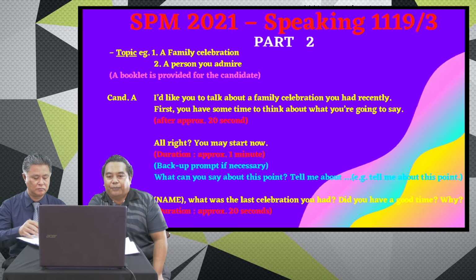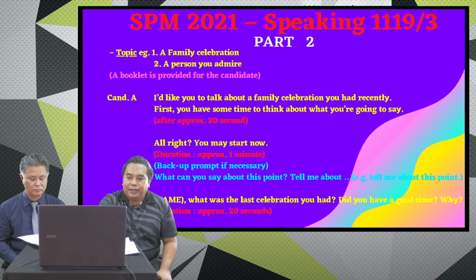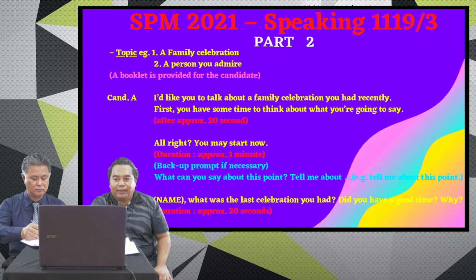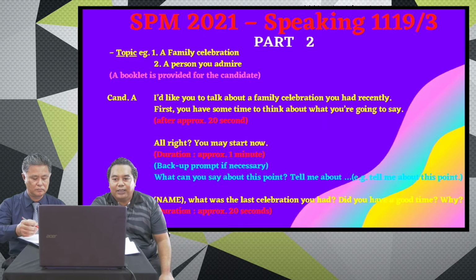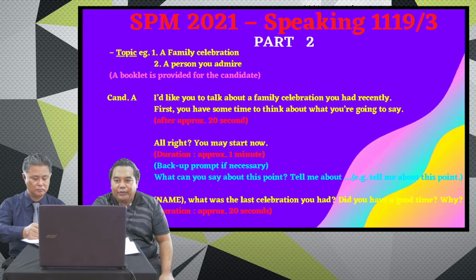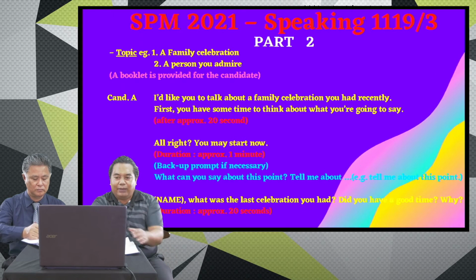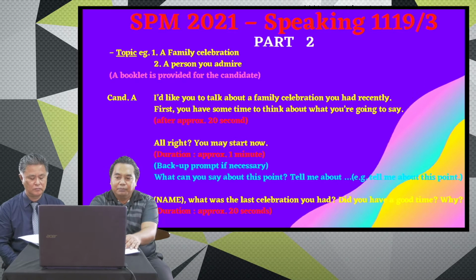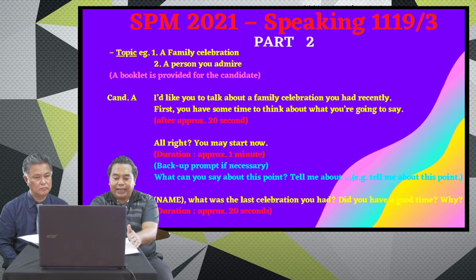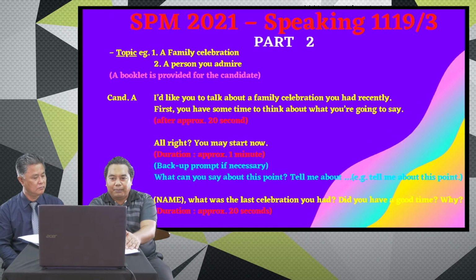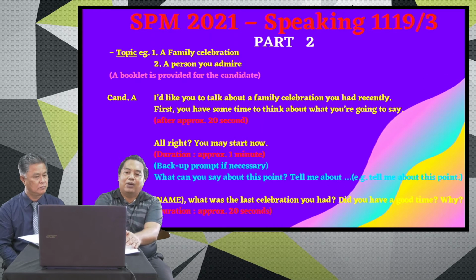Okay, we look at the example. Family celebration. The first student will get family celebration. The second student will get a person you admire. A booklet is provided for the candidate. The candidate will also get a booklet. The interlocutor will get the interlocutor booklet, the question that should be asked, but the candidate will get their own booklet.